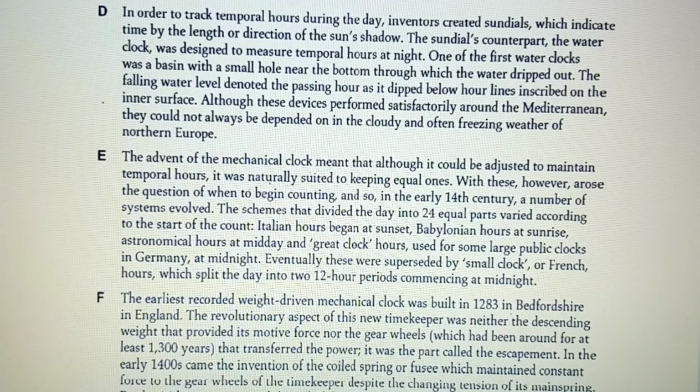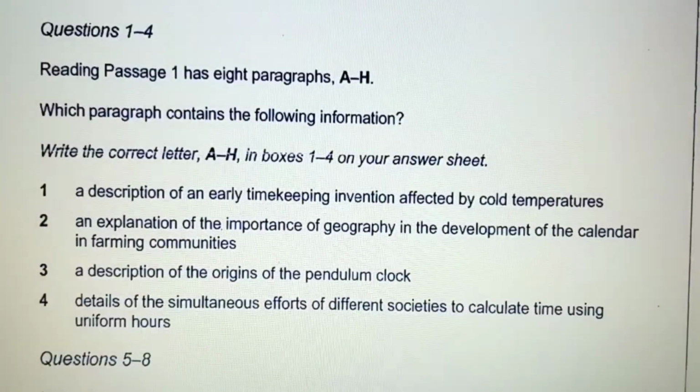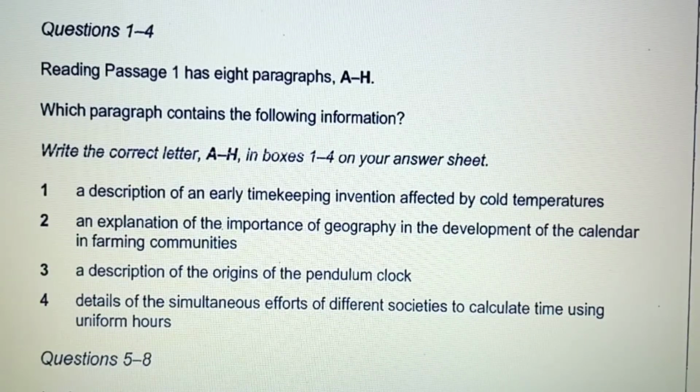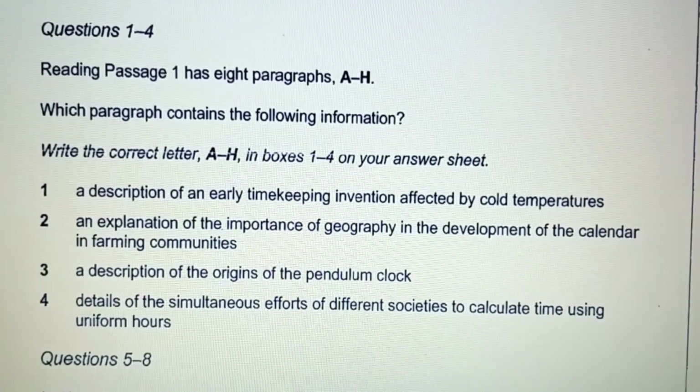Now, they mentioned Italian hours began at sunset, Babylonian hours at sunrise, astronomical hours at midday, and all that. Germany, you see, French, they talked about different societies. And that is what it is. The details of the simultaneous efforts of different societies. And that answers question 4. So our answer to question 4 is E.